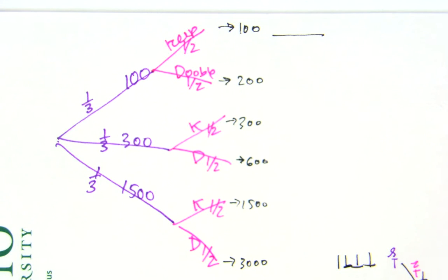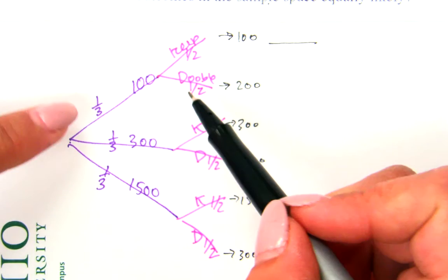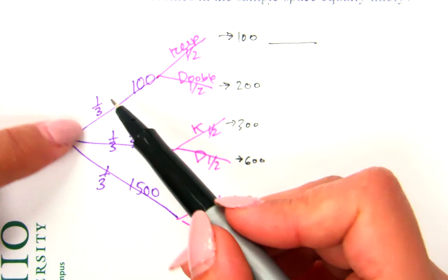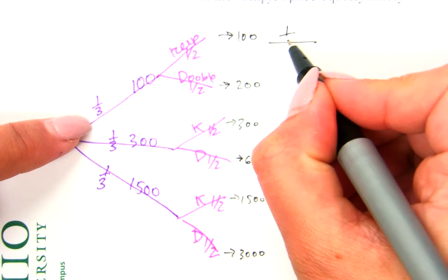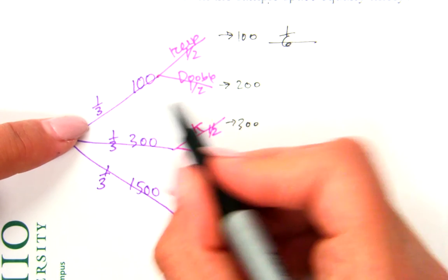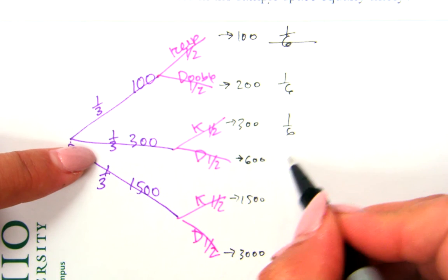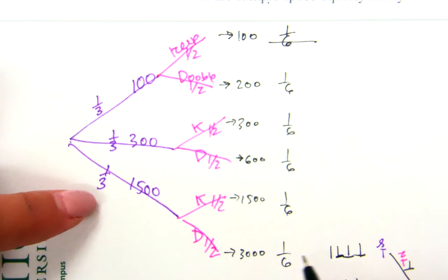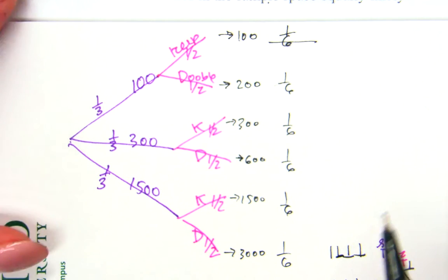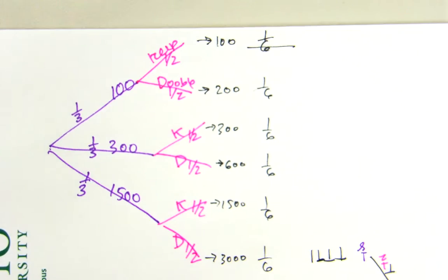Okay, the way to figure that out is to multiply the branches. So we have 1/3 times 1/2, that gives you 1/6, right? 1/3 times 1/2, 1/6. 1/3 times 1/2, 1/6. And the answer to the question would be yes. Since they all have a 1 in 6 chance of happening, they are all equally likely. Okay, so let's go on to part C.